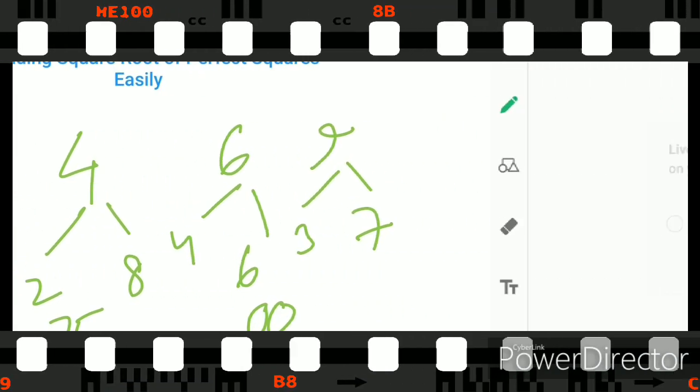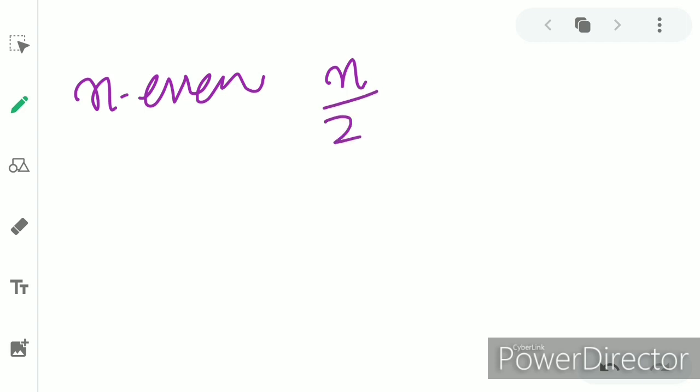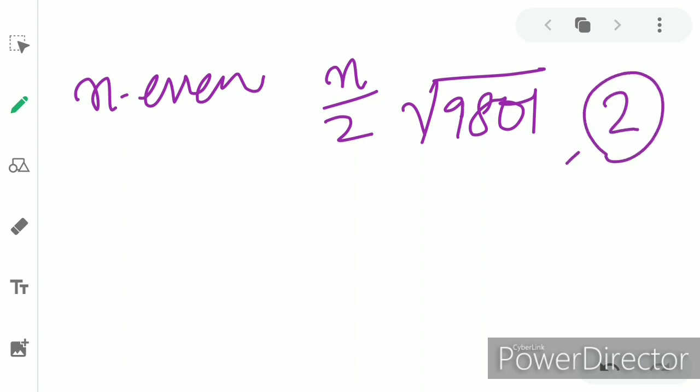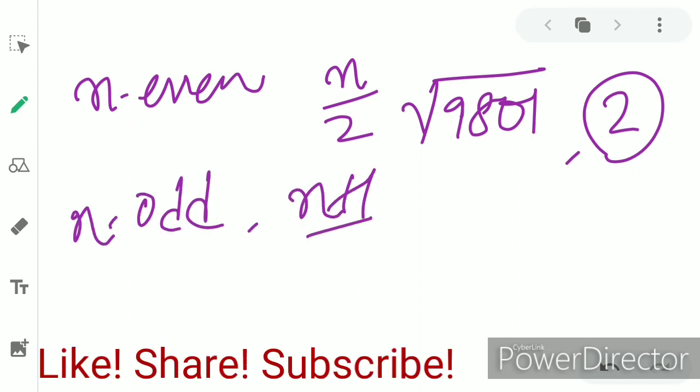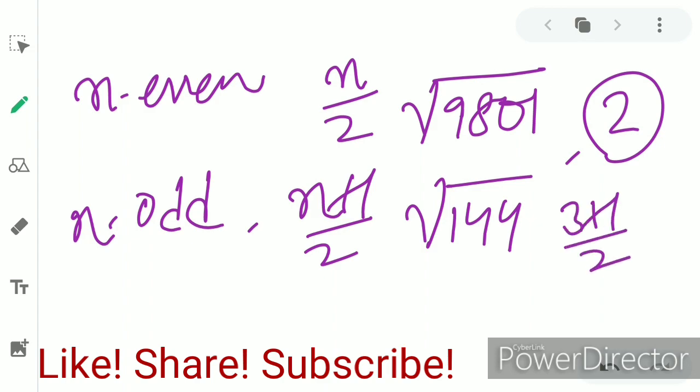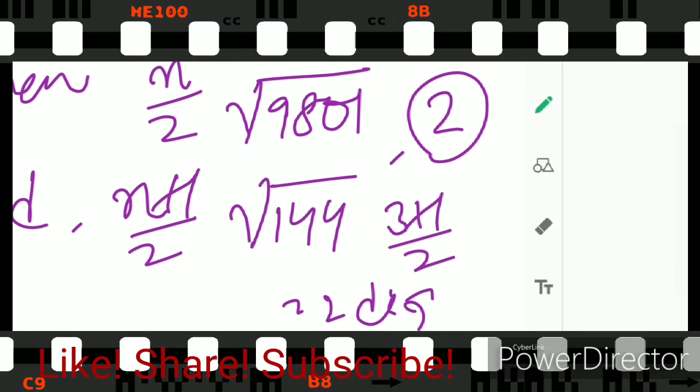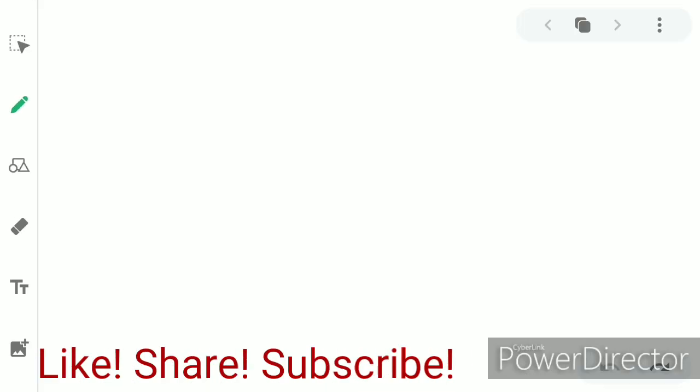Now for the second point. If a perfect square has an even number of digits n, then its square root will have n by 2 digits. For example, root over 9801. It has 4 digits, so its square root will have 2 digits, 4 by 2 is 2. If a perfect square has an odd number of digits n, then its square root will have (n plus 1) by 2 digits. For example, root over 144. It has 3 digits, so its square root will have (3 plus 1) by 2, which is equal to 2 digits. Okay? Now let's start.